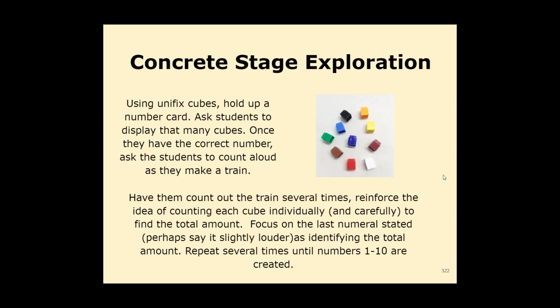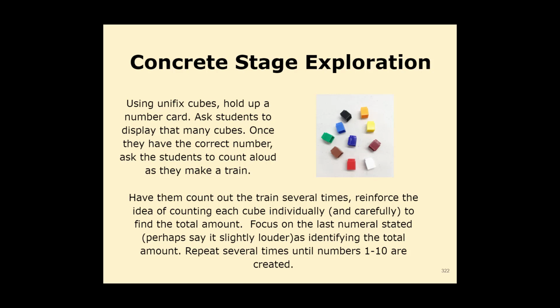So what we're going to be starting here is the concrete stage of an exploration activity. And they're going to be using Unifix cubes. I'm going to hold up a number card. So one of the numbers that we discussed, either 1 through 5, or if we've done something like this before, then maybe 1 through 9, or I could use that to differentiate between students according to ability. And I would ask students to display that many cubes. And once they have the correct number, ask students to count aloud as they actually make a train.